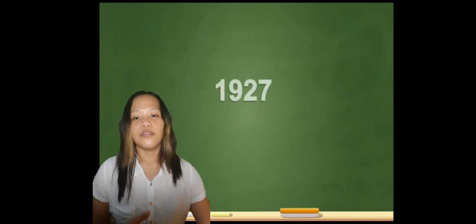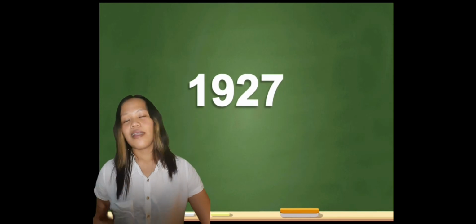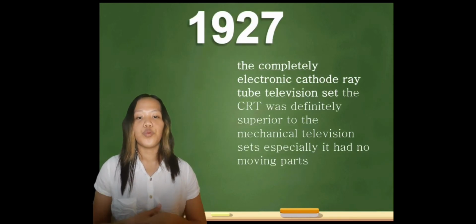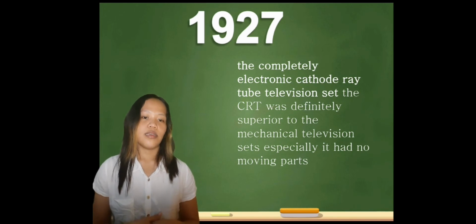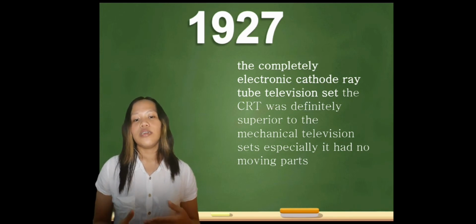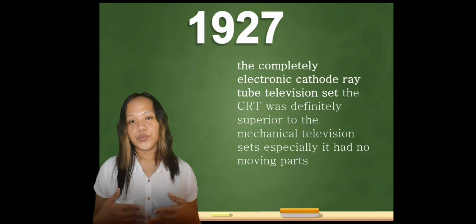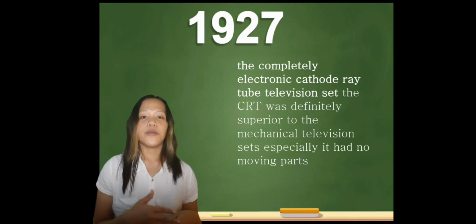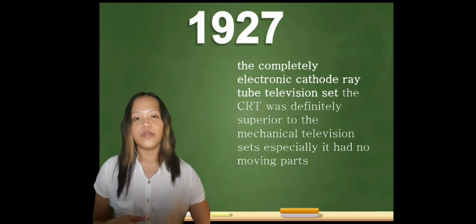So let's move on. Later on, in the 1920s, the completely electronic cathode ray tube television set, which we call the CRT, was definitely superior to the mechanical television sets, especially since it had no moving parts.